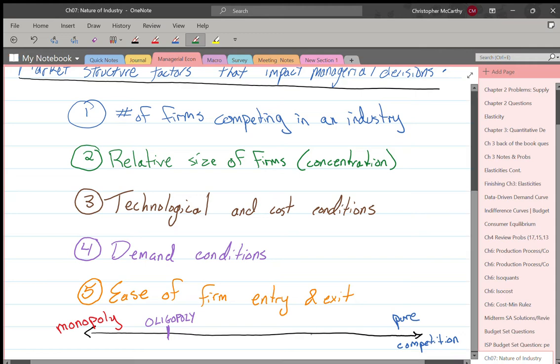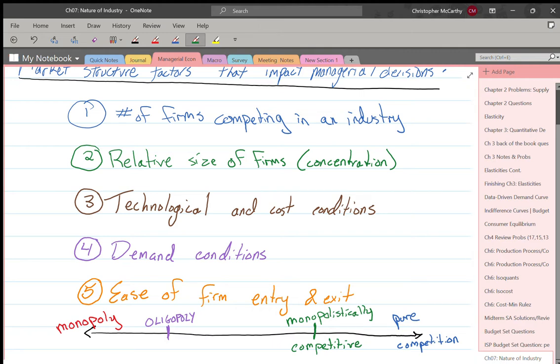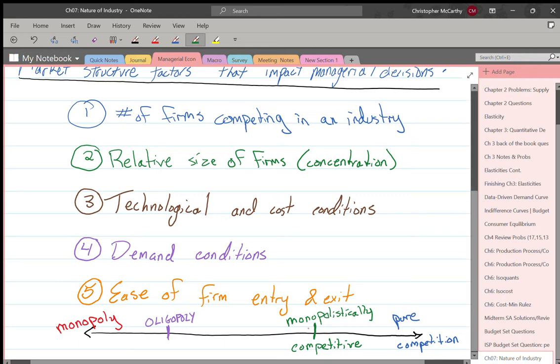And then somewhere right here is what we call monopolistically competitive. This is most of the stuff that we purchase. We're going to talk a little bit about this today, in terms of apparel, concrete places. Those things have very low industry concentrations, and as a result, they would be classified as monopolistically competitive rather than an oligopoly industry. So monopolistically competitive has some elements of pure competition and some elements of monopoly.